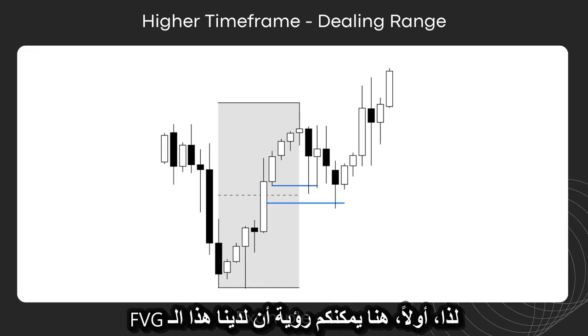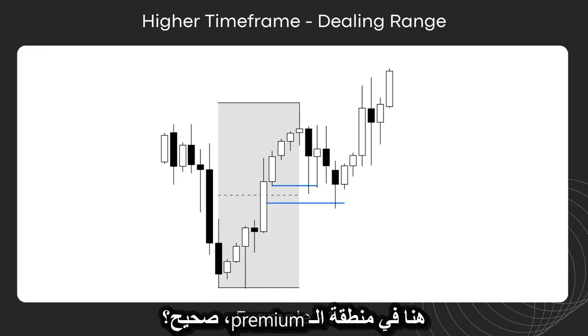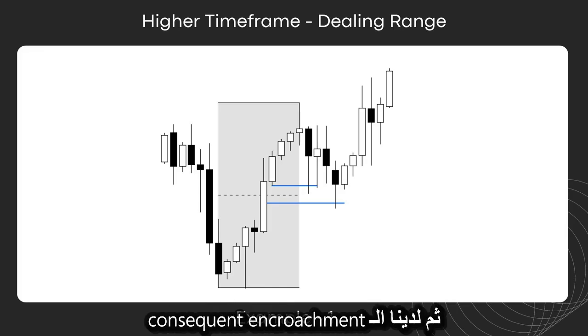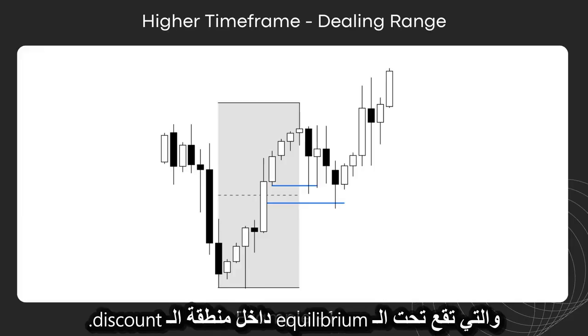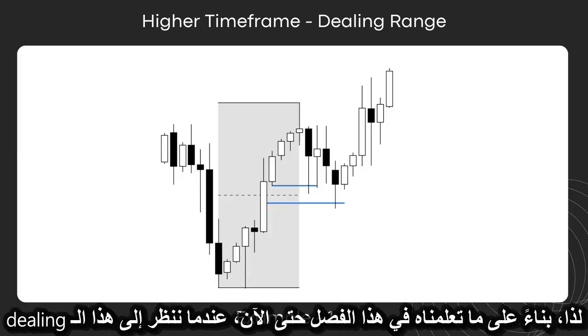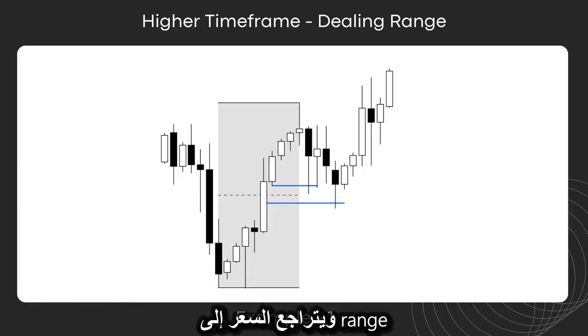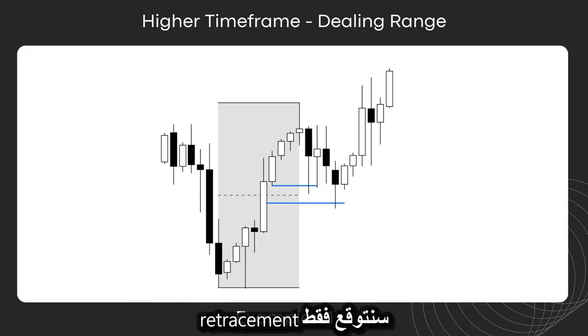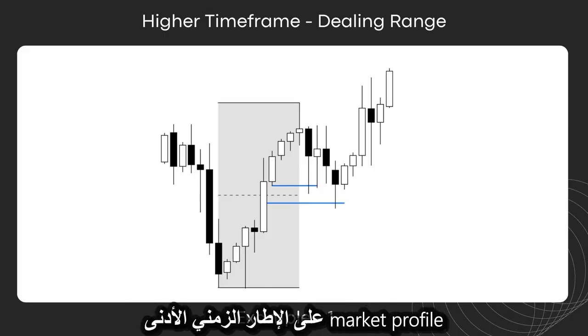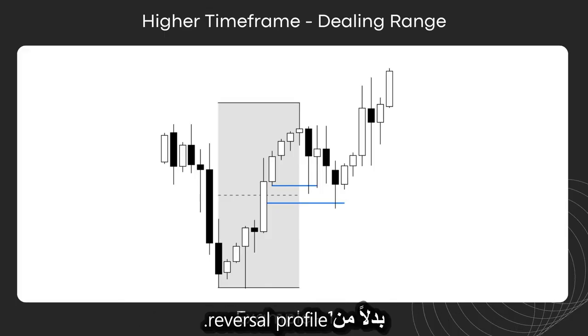So first of all, here you can see that we've got this FVG right here in the premium region, right? And then we got the consequent encroachment or the midpoint of this FVG, which is below the equilibrium inside the discount region. So based on what we've learned in this chapter so far, when we are looking at this dealing range and price retraces to this premium key level in the form of this FVG, we're only going to expect a retracement market profile on the lower time frame instead of a reversal profile, right? That's what you're going to expect.